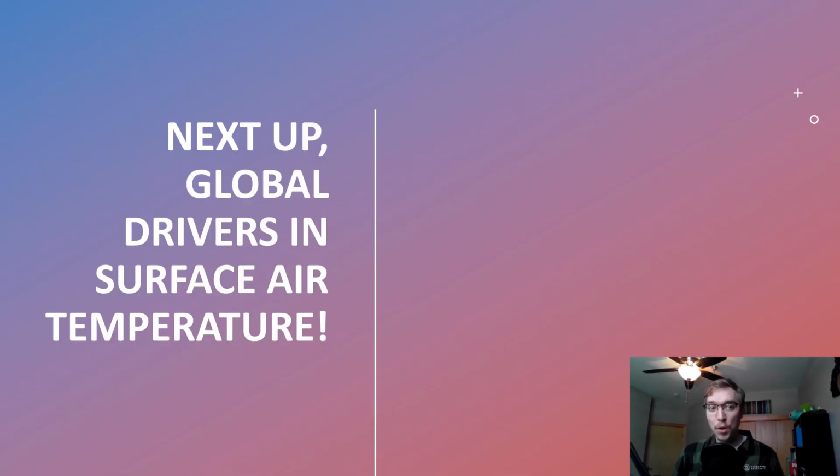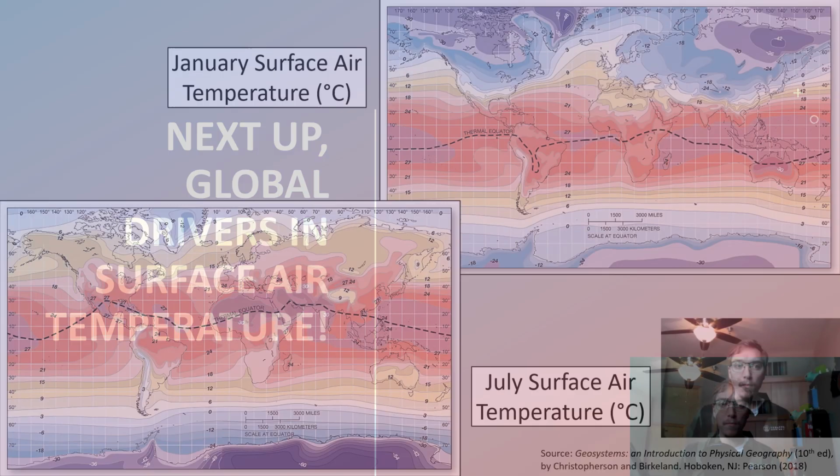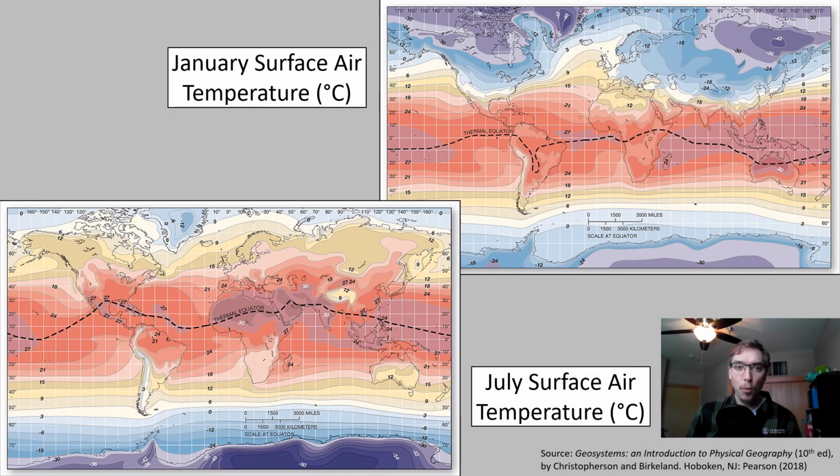Next up, we're going to dive into global drivers in surface air temperature. So here we are looking at two maps. The top map on the right is a January surface air temperature map, and the bottom left is a July surface air temperature map.